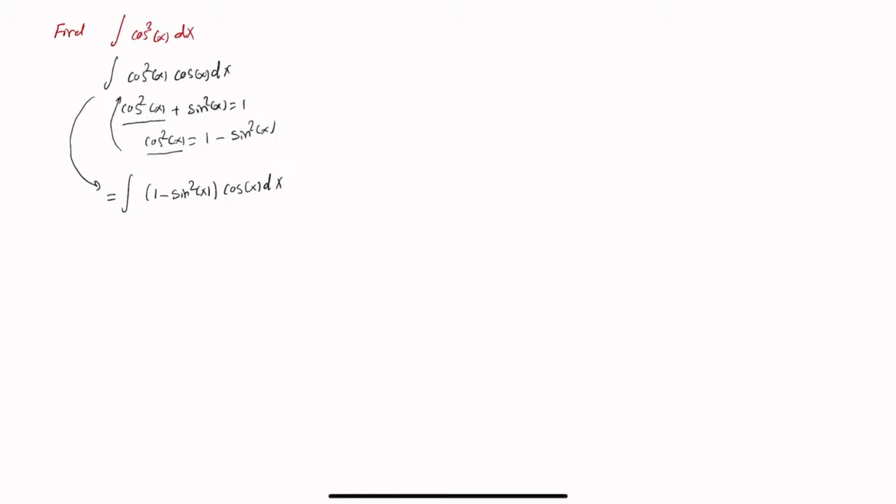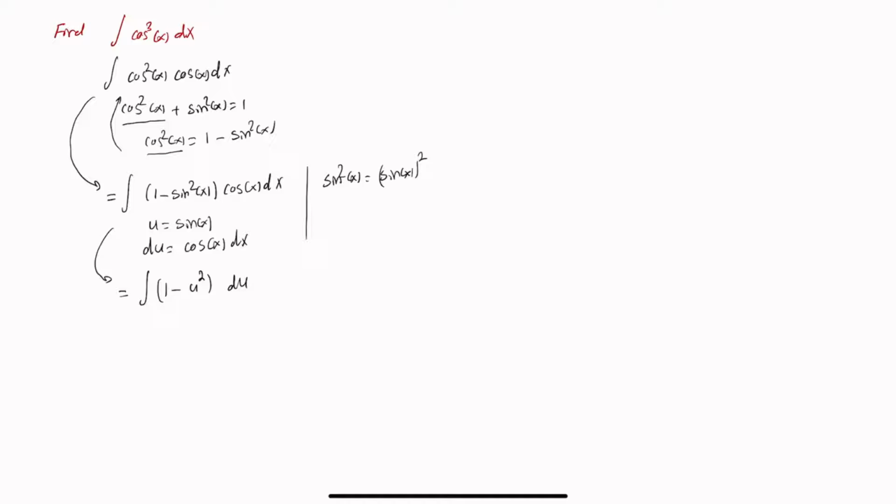Now I'm ready to make the u substitution. Here we can notice that the derivative of sine of x is cosine of x, and that's why u substitution will work in here. So u is going to be equal to sine of x, and then du is cosine of x dx. Now we are ready to make this substitution. So this integral is going to be equal to 1 minus sine square of x, which is just u squared. Remember that sine square of x is the same as sine of x all squared. And then cosine of x dx is just du.